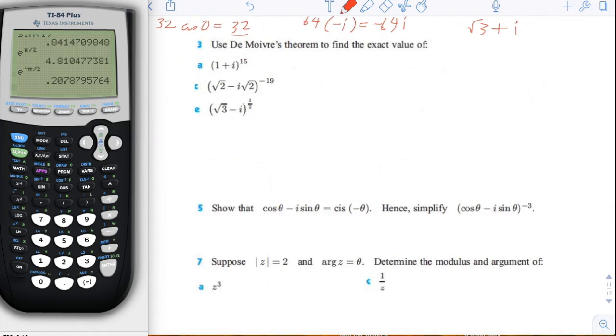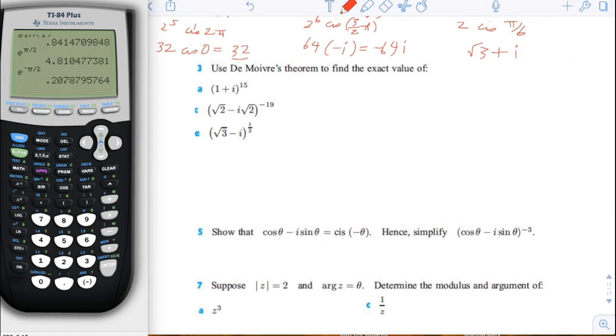Number 3, use de Moivre's theorem to find the exact value of 1 plus i to the 15th power. Okay, so 1 plus i to the 15th power, I could write that in cis form or in Euler's form. I would write square root of 2 because a triangle that has two sides that are 1, the hypotenuse is square root of 2 according to Pythagoras. So I could write square root of 2 e to the i pi over 4 because it's 45 degrees. And that is to the 15th power.